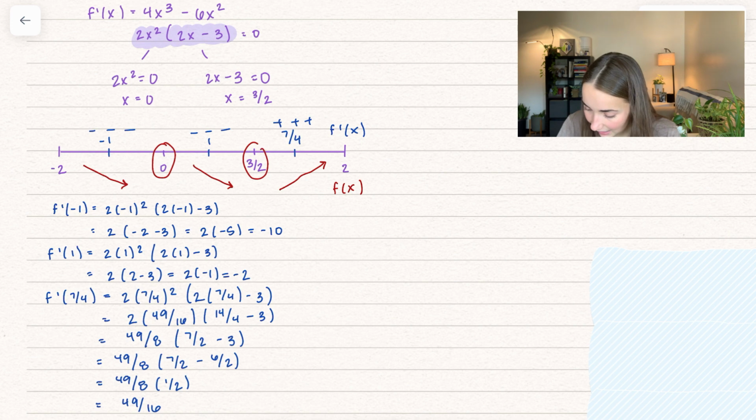It looks like at 3 halves, we have a local minimum because we can see we have a dip right here, right? We can see it goes from decreasing to increasing.